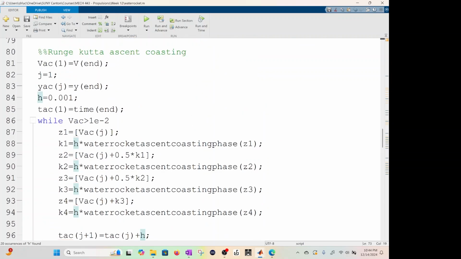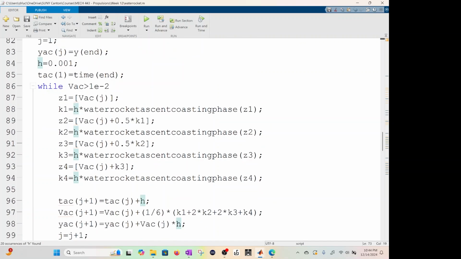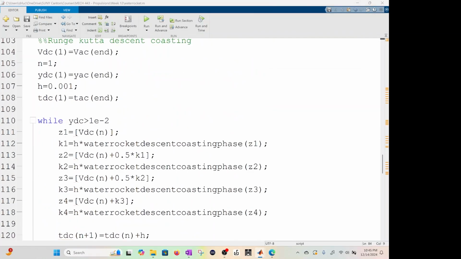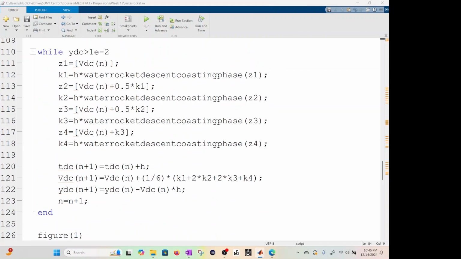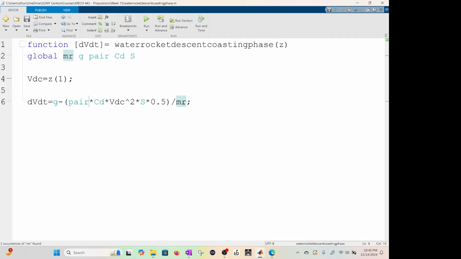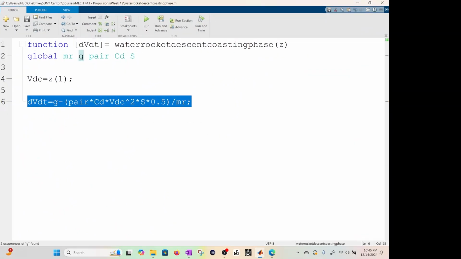Then down here I do a Runge-Kutta method again for the ascent. Okay. So here, instead of volume, this is our time step. Okay. So we're now doing a time step. And the ascent is right here. All right. Again, this is that dv dt equation that I showed you. And then finally, we're doing it again for the descent phase. Again, a numerical method based on the descent phase, okay, where you have this dv dt equation.